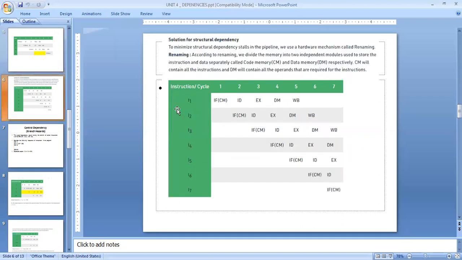So a better solution is to use a hardware mechanism called renaming techniques. That means we divide the memory into two independent modules to store the instructions and the data separately, called code memory and data memory. So CM, the code memory, will contain all the instructions and handle all types of instructions, and DM, the data memory, will contain all the operands that are required for the instructions. So by using two separate memories, this dependency can be rectified.